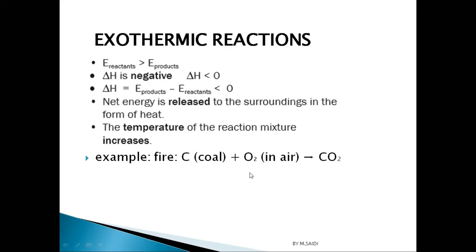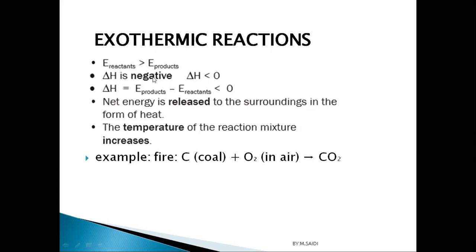So the product, the ash which you get, will have less energy. That's why if you try to burn it again, the energy is no longer there. The energy in the ash will be less than the energy which was there in the coal. That's why the reactants will have more energy than the products. Because now we are saying that the enthalpy change is products minus reactants, and the reactants are bigger than the products, then the enthalpy change must be negative. That's why you have a negative answer here.